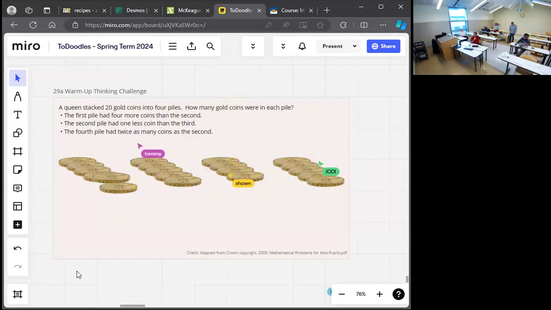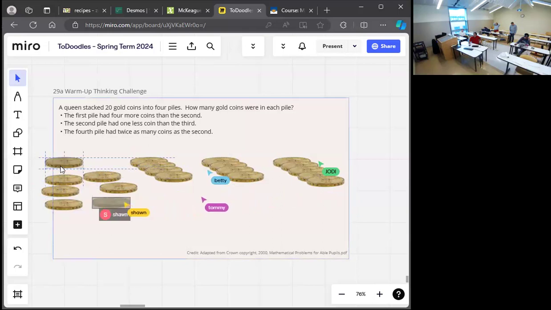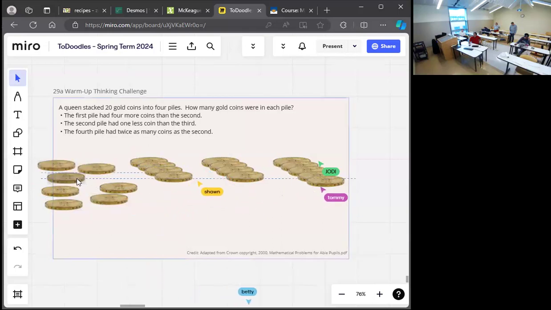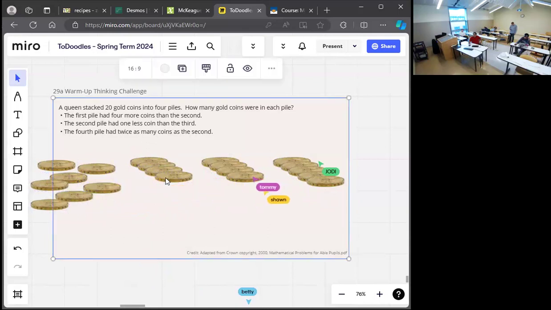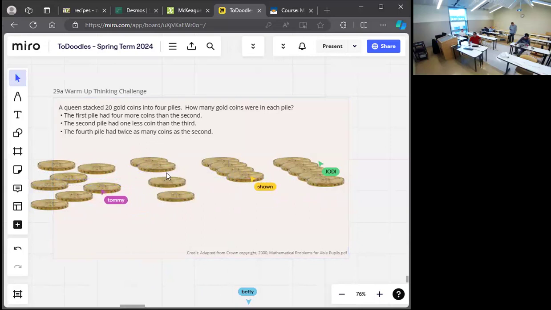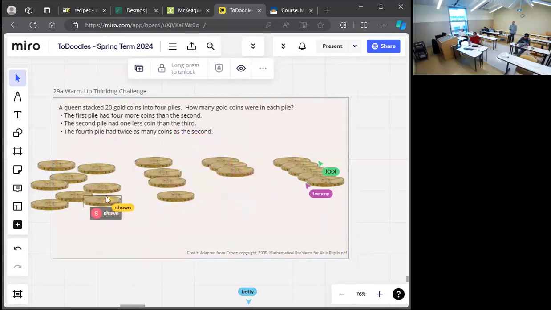If you spread them out a little in the piles, it's easier to see how many are in there. Okay, so is it true that the first pile has 4 more than the second right now? Yeah, that's 4, almost. Okay, now the first one has 4 more than the second.